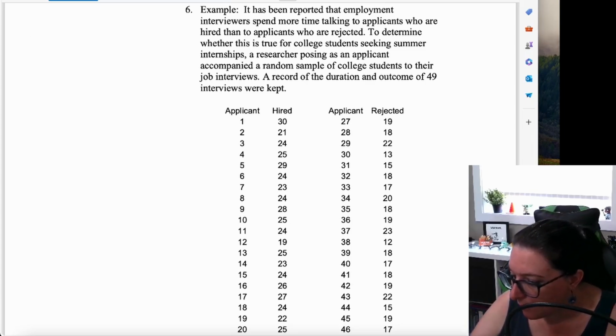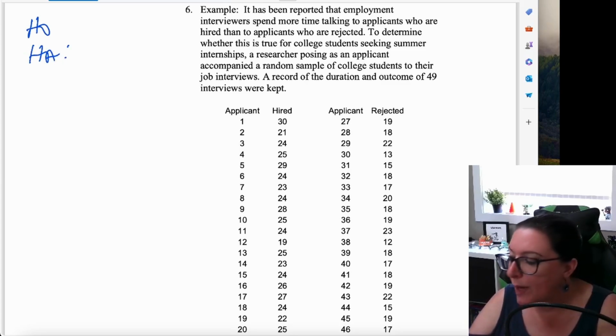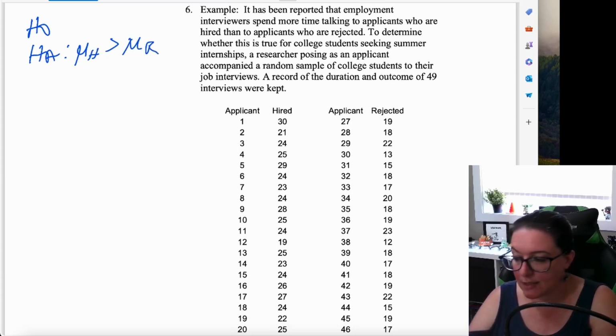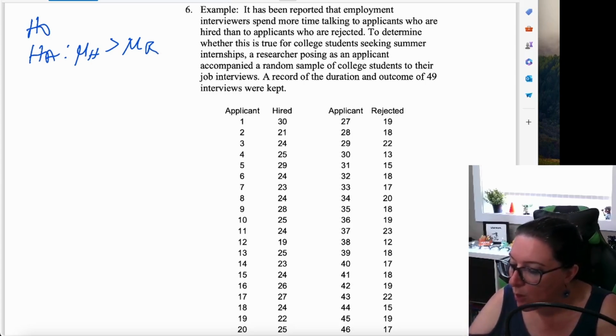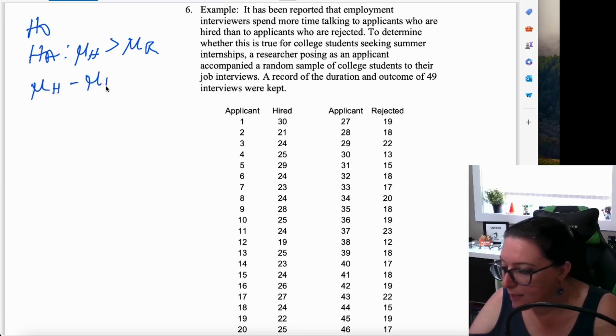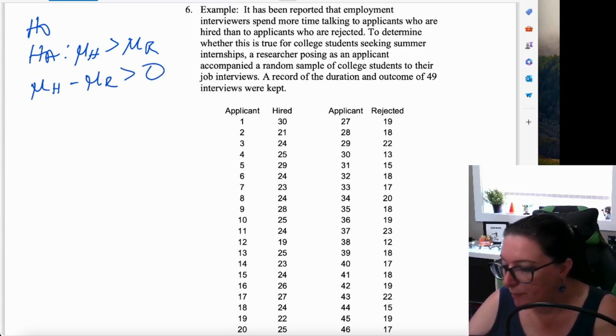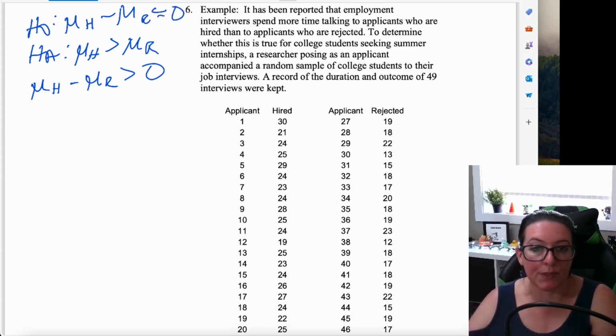All right, so here, let's start with H0 and HA. What do we believe? We believe here that the average time for those who are hired is longer than the average time for those who are rejected. Writing that out this way can help you think this through, which means that our alternative hypothesis is that the average for hired minus the average for rejected is greater than 0. More time with those who get the job, which means the null hypothesis is the average hired minus the average rejected is less than or equal to 0.